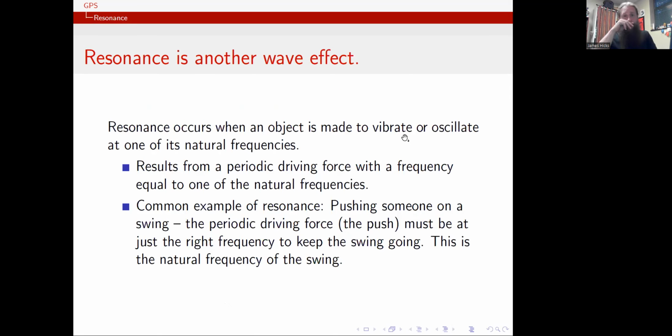Another thing that's going on when I play my guitar is the whole box or the whole soundboard starts to vibrate and resonates with the strings that makes it louder. All physical objects tend to have several different frequencies that they vibrate more easily at. Those are called natural frequencies. Those are things that they want to vibrate at.